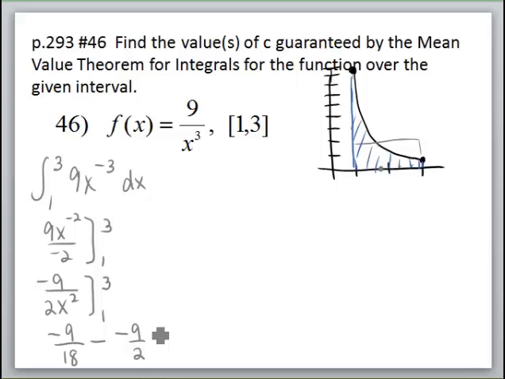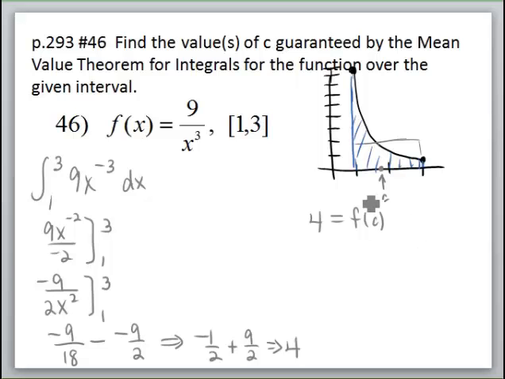What that does is it gives me the answer of negative 1/2 plus 9/2, which is 4. So I want to know what value of C, if I call this the C, what height, so we're going to plug that C value into our function, will give me the same area, the area in blue.